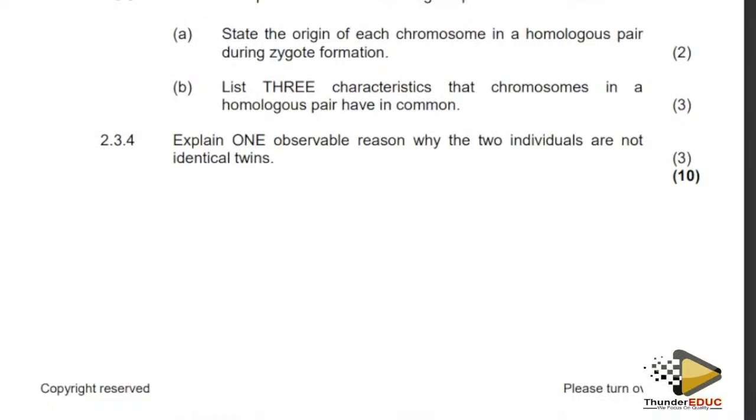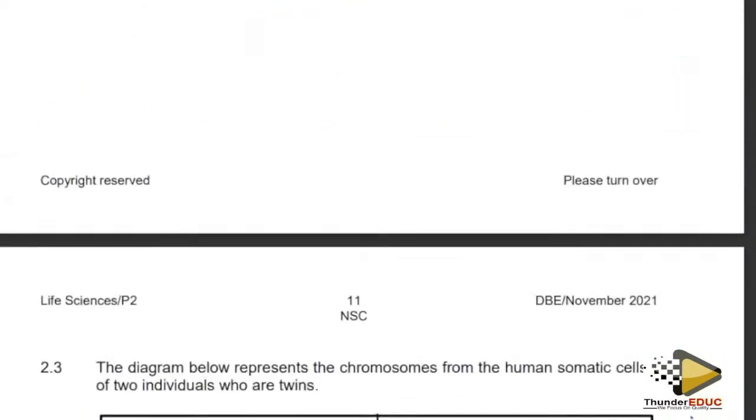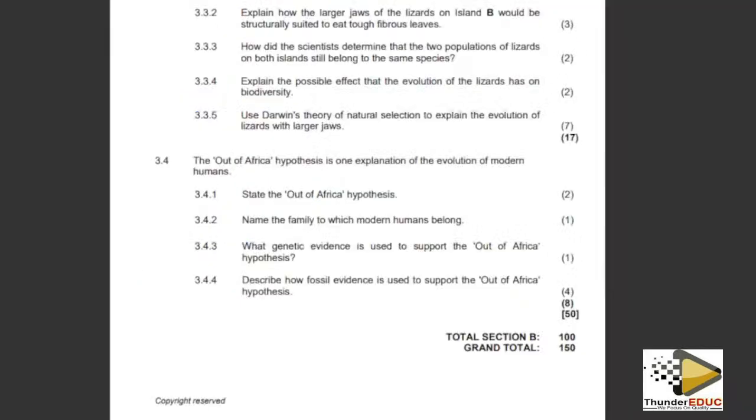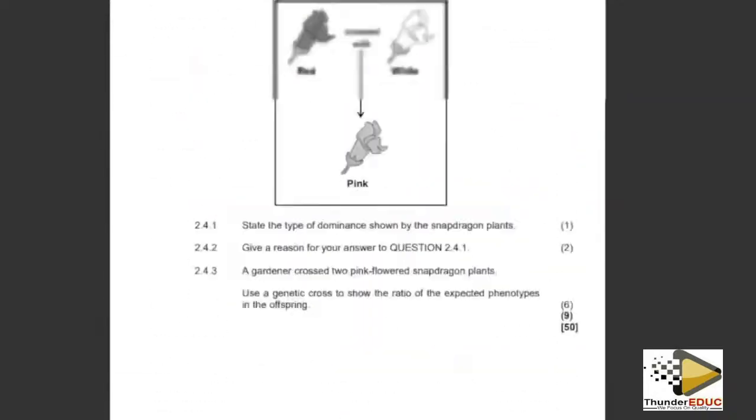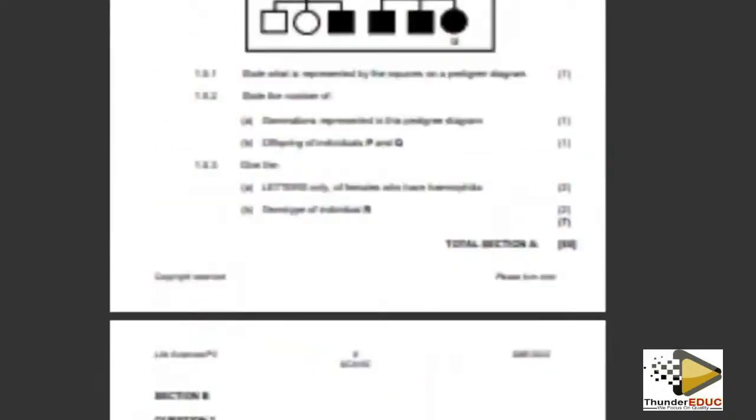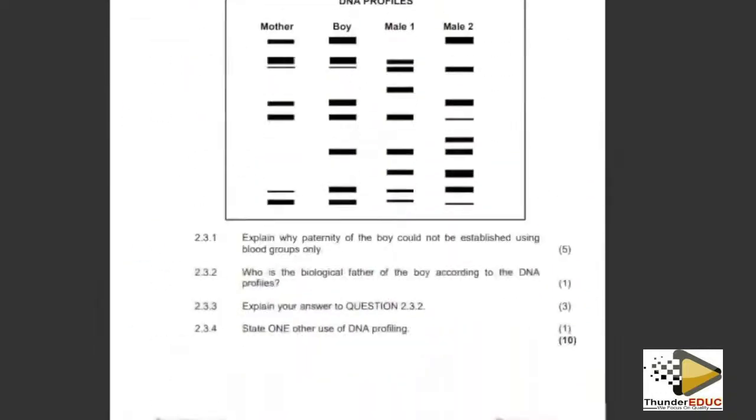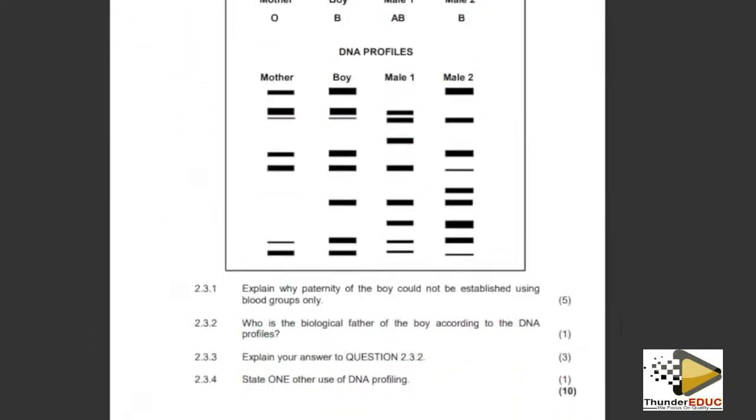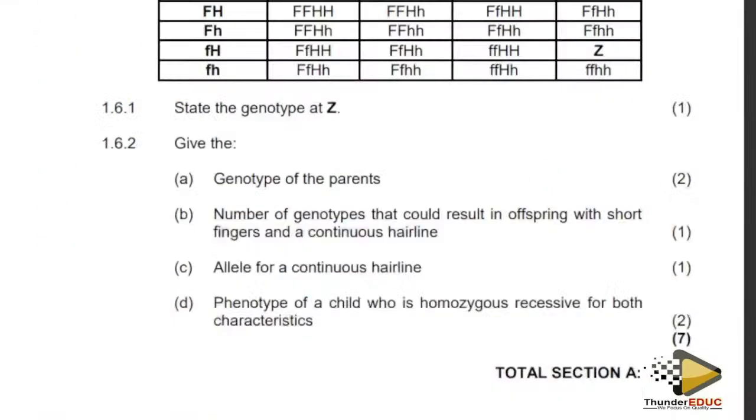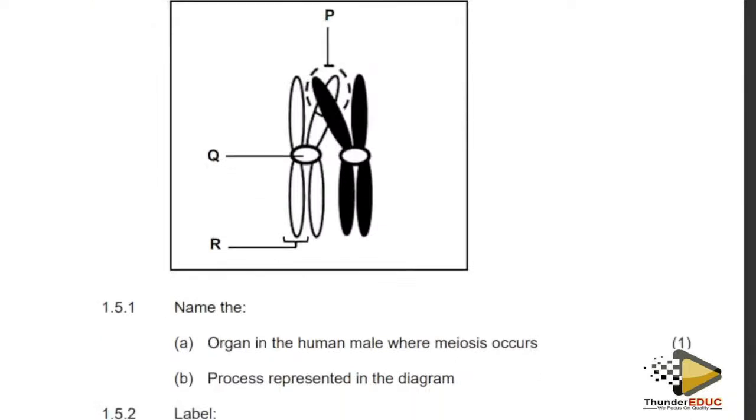Yes, I'm done with the karyotype. What about crossing over? Describe the process of crossing over. I think I organized for you a question which you're going to see in crossing over. Oh, I think it's not there. It's here. Crossing over, it's here.